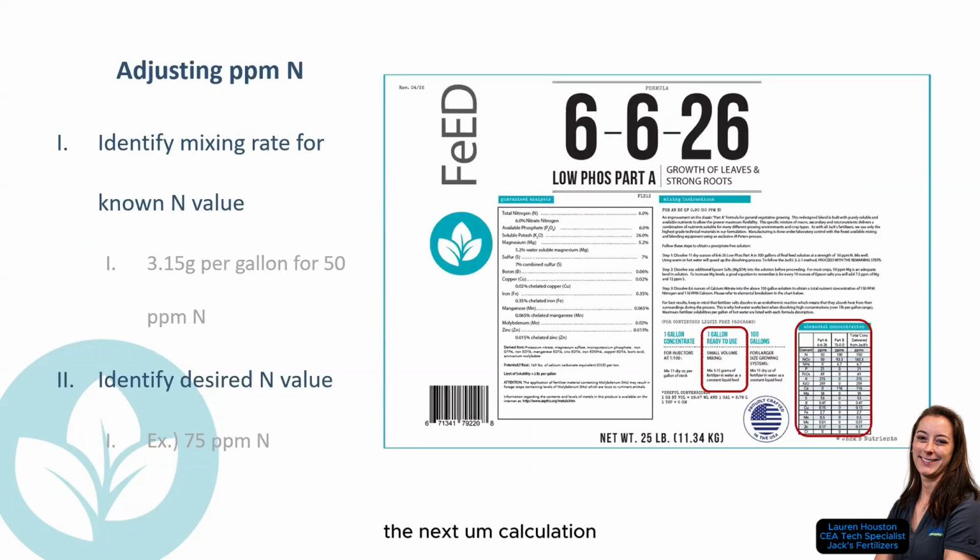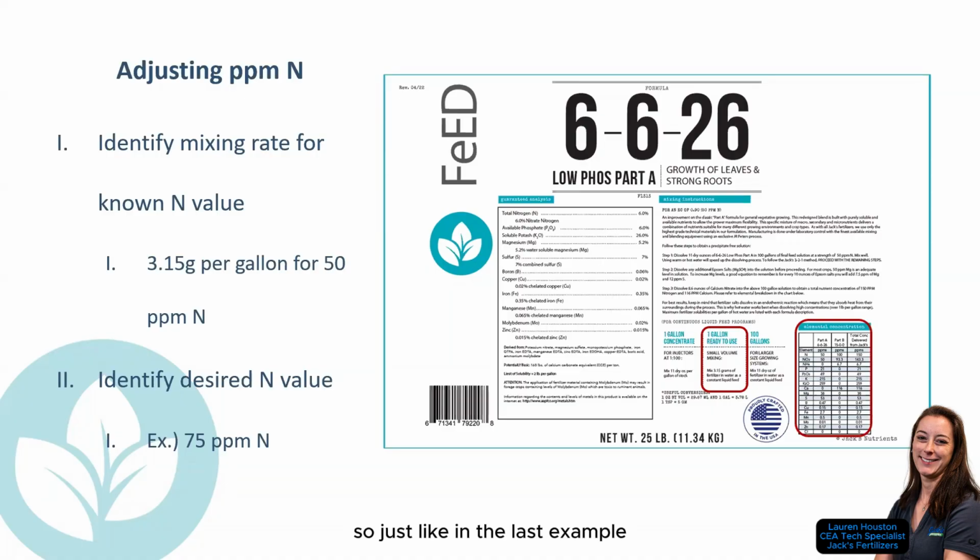The next calculation I'm going to walk you through is adjusting your parts per million nitrogen. If you're trying to hit a different target parts per million nitrogen, not necessarily a different EC, but you want to know what the mixing rate is going to be to get a different nitrogen level, that information is still on the label. All we need to know is the mixing rate for the known nitrogen value, and the nitrogen value that we're trying to target.